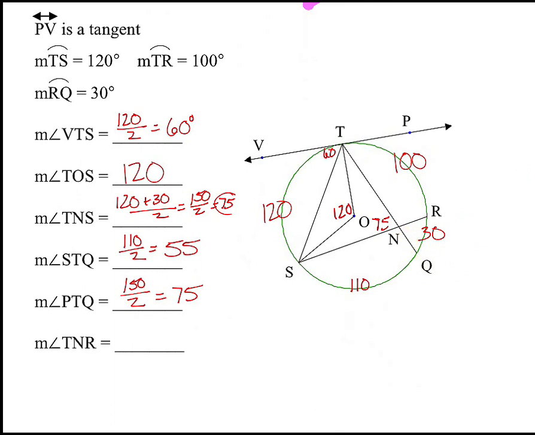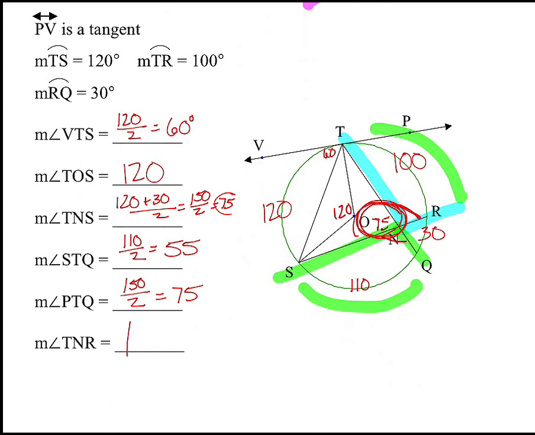And last but not least, we have angle TNR. Again, this is a chord angle. So I could do this by adding up the sum of the intercepted arc, which is 100, and the intercepted arc of its vertical angle, which would be 110. But I don't really want to. What I notice is that I have a 75-degree angle right here, and that's a linear pair with the angle that I'm looking at. So that means it's got to add up to 180, so that's 105 degrees.